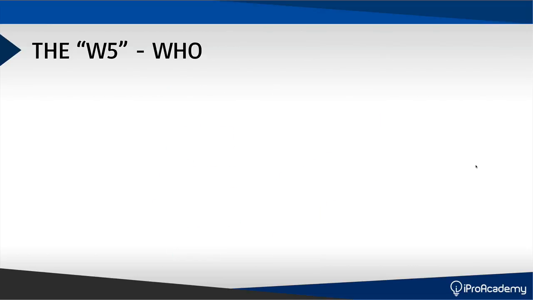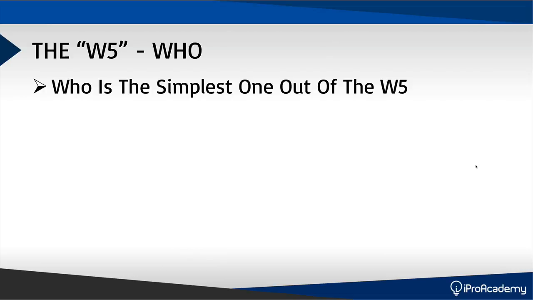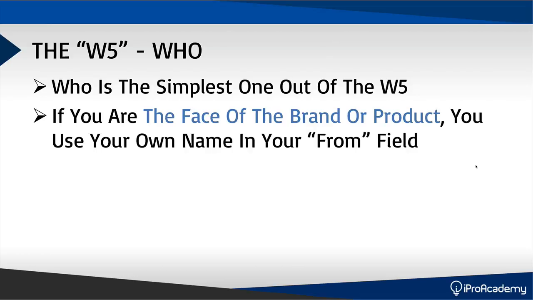So, the first W, who. Who is actually the simplest out of the W5. And if you are the face of the brand or product, you use your own name in your from field. So just like myself, you guys received an email straight from Fred Lam because I am the brand, I am the face of iPro Academy. And Fred Lam is the person that you guys want to see and open that email.